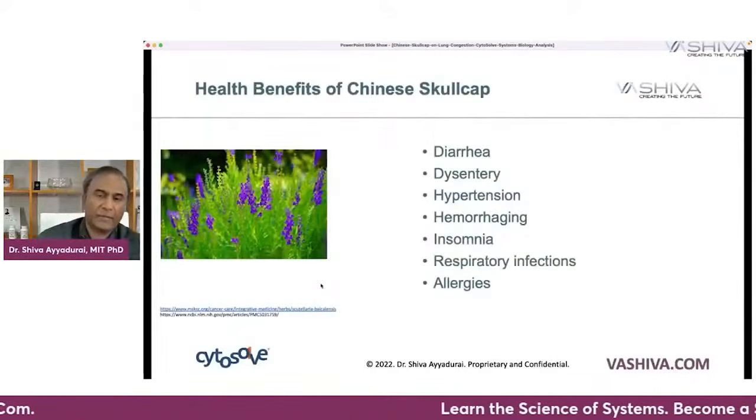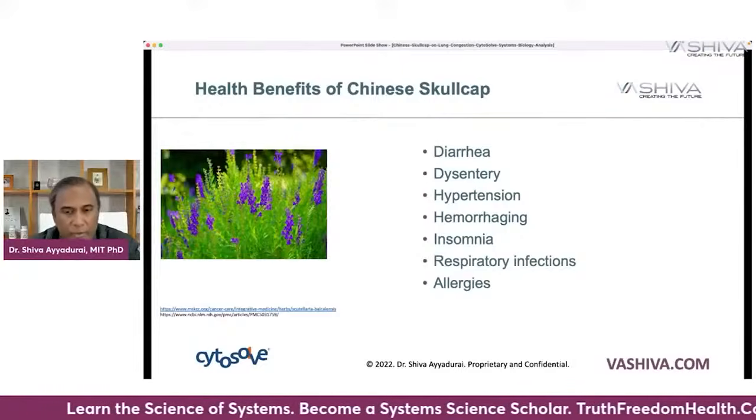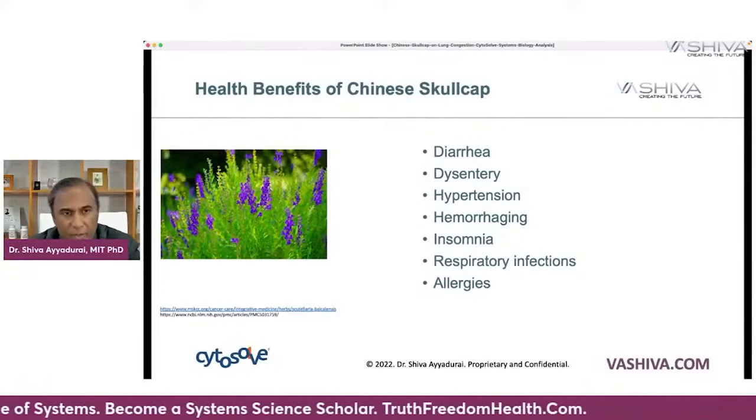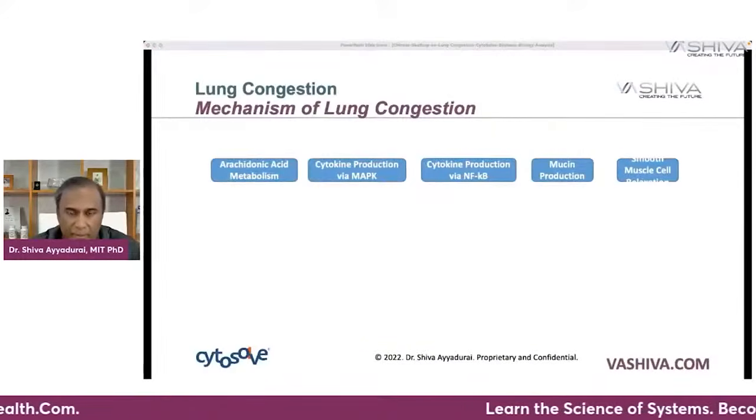So here are the health benefits. Helps fight diarrhea, dysentery, hypertension, hemorrhaging, insomnia, respiratory infections, and allergies. So these are the broad health benefits of Chinese skullcap. Let's talk about lung congestion. These are the 5 biomolecular mechanisms.